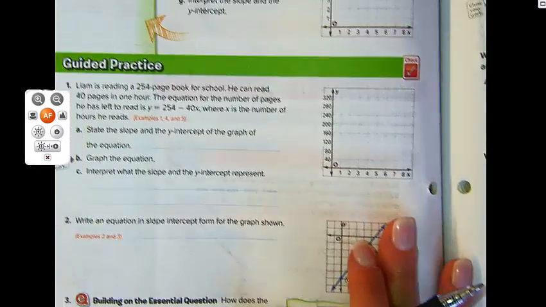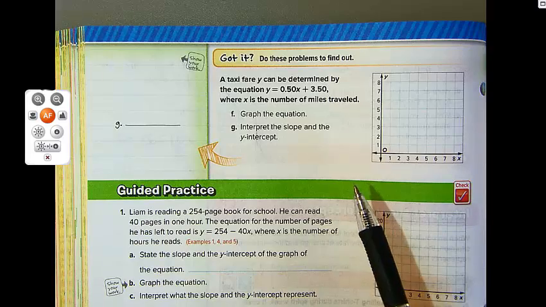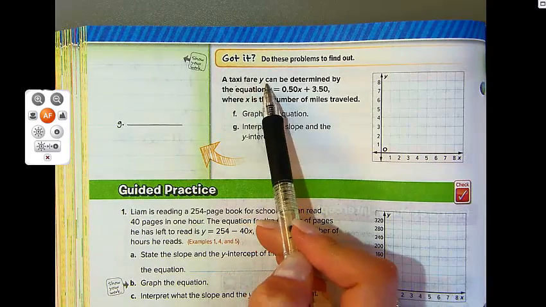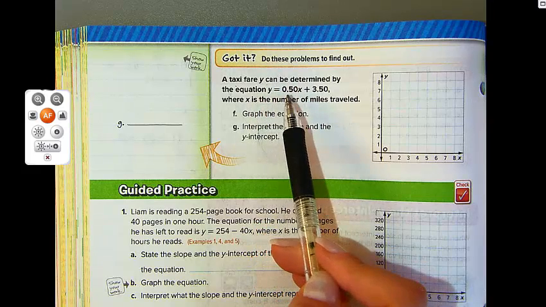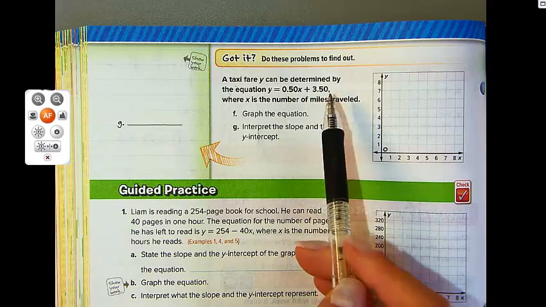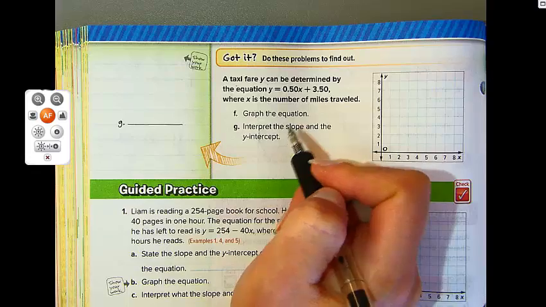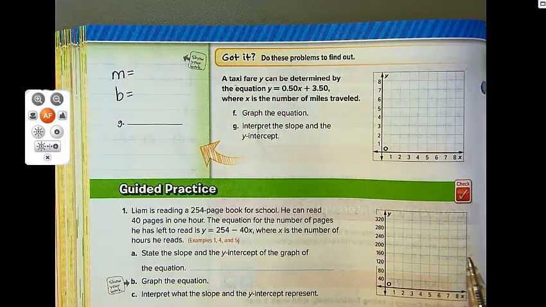The last example, let's do this one. It says a taxi fare. Taking a taxi, fare is how much it costs to take a taxi. A taxi fare, y, can be determined by the equation y equals 0.5x plus 3.50. Well, first of all, we have to decide what is my y-intercept and what is my slope. That's what you should do every time.